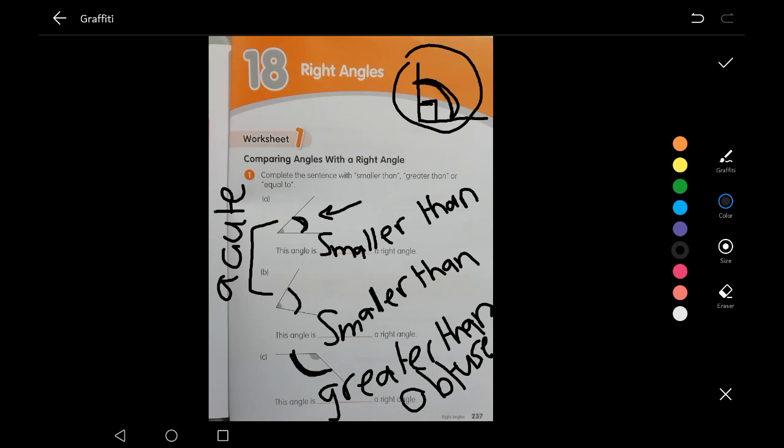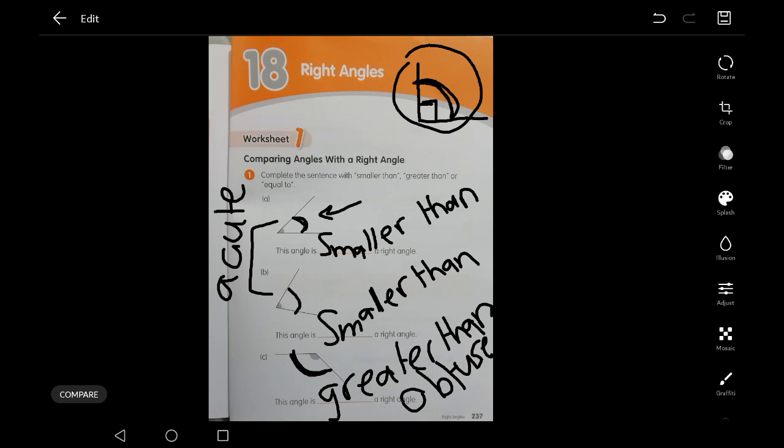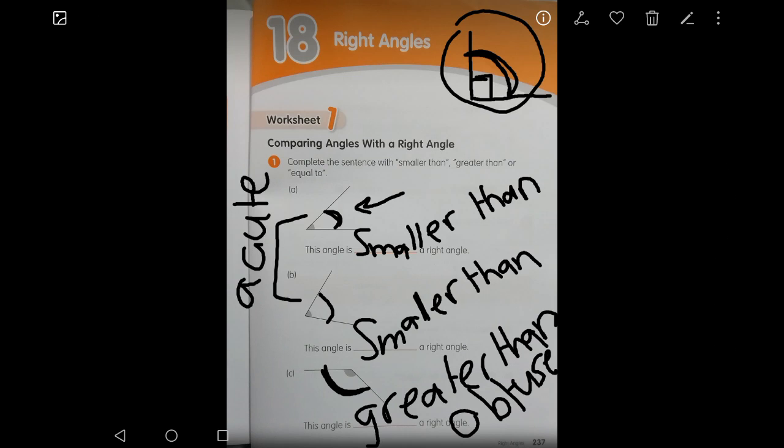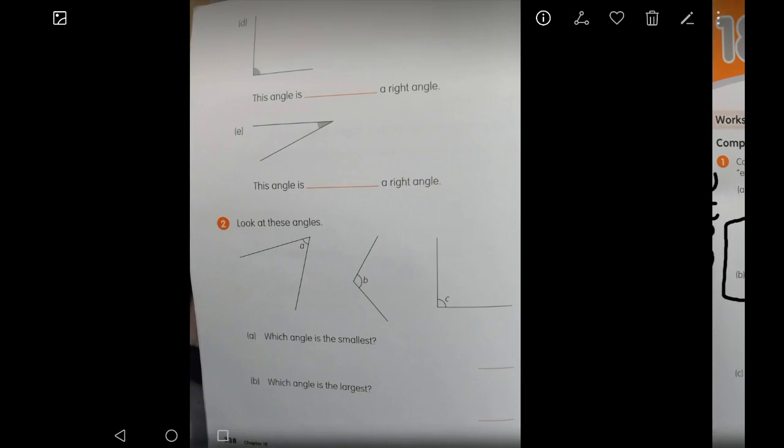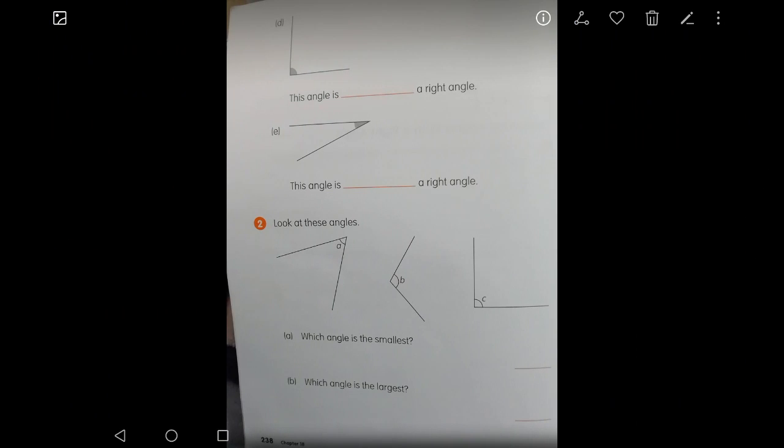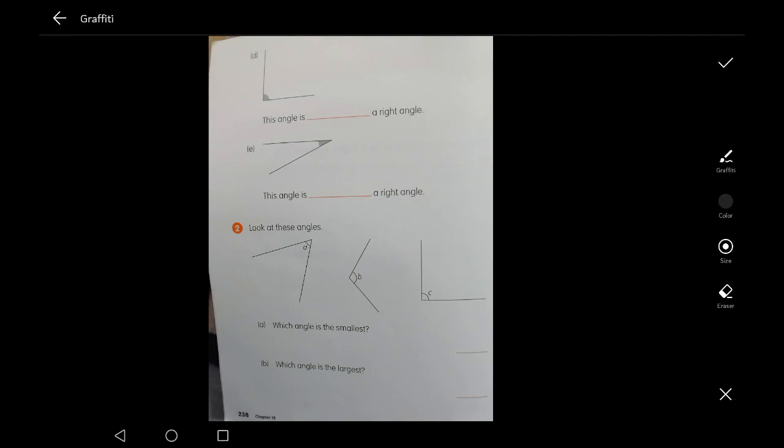Again, I'm sorry for my big font. Make it smaller. Okay, now we're going to solve part D and E on the next page, page 238. Let's start solving them. Now again, let's draw a right angle. And this is the amount of turn. This is the right angle.